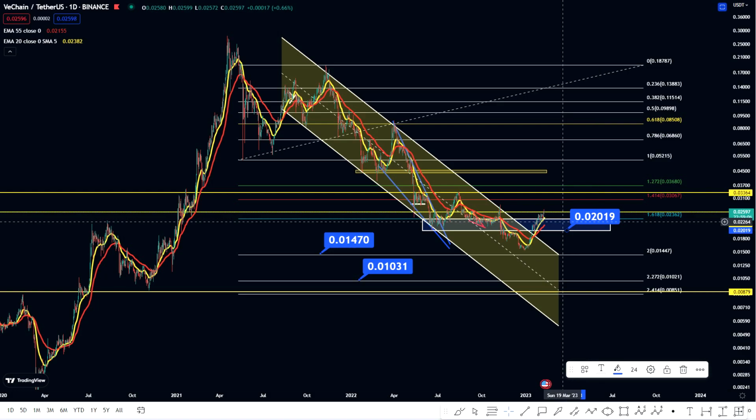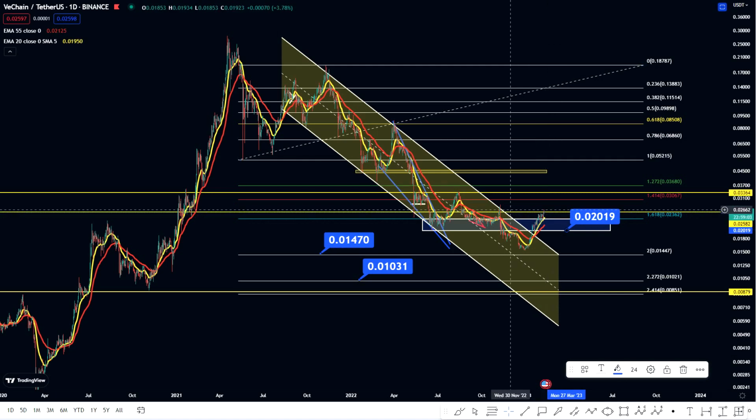Now jumping into the chart. Taking a look at Vechain on the daily chart, you can see that we still have the same Fibonacci retracement on the chart. The swing high was printed all the way back in November of 2021, and the swing low was printed in May of the same year.